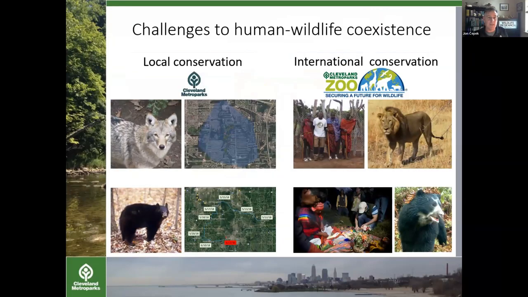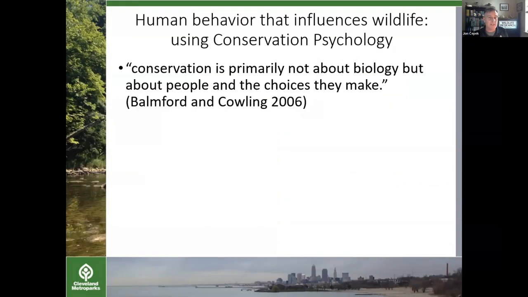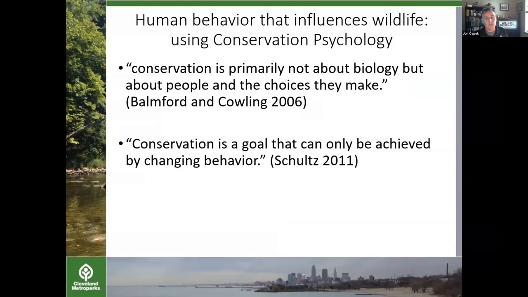concepts. Relevant to this and human behavior, during COVID, I worked with the Cleveland Metroparks Zoo Conservation Department that does international species conservation work to identify common challenges between humans and wildlife, specifically carnivores. We looked at human behavior from a conservation psychology perspective, and briefly, this is that conservation is primarily not about biology, but about people and the choices they make. And conservation is a goal that can only be achieved by really changing behavior.